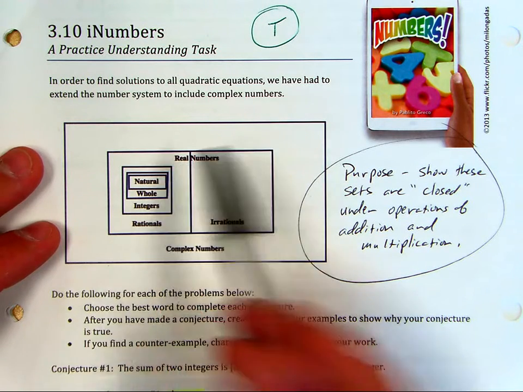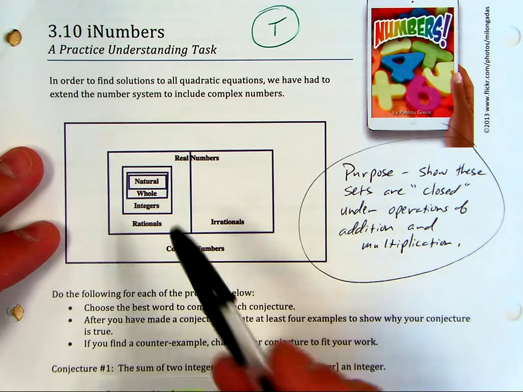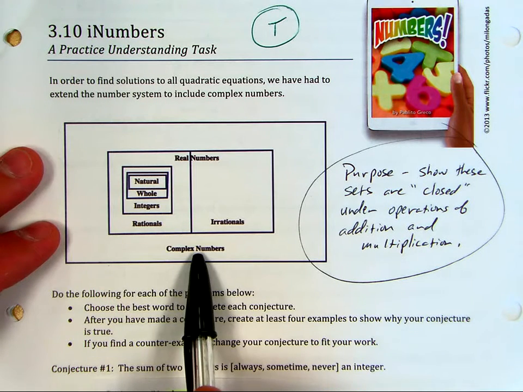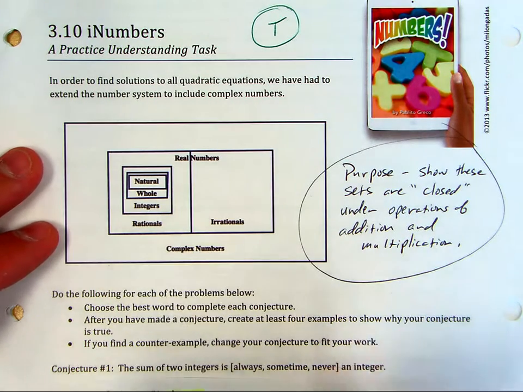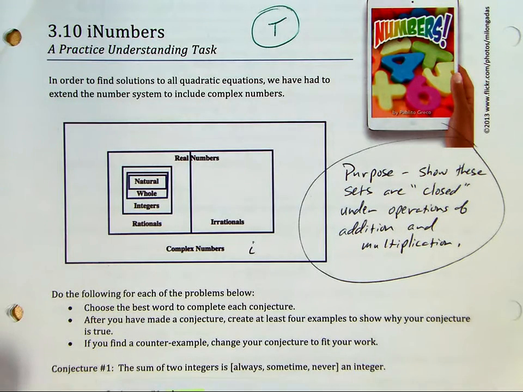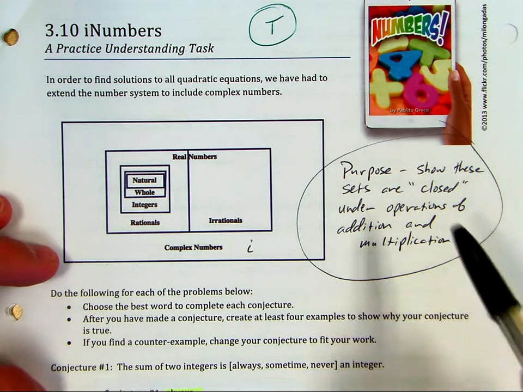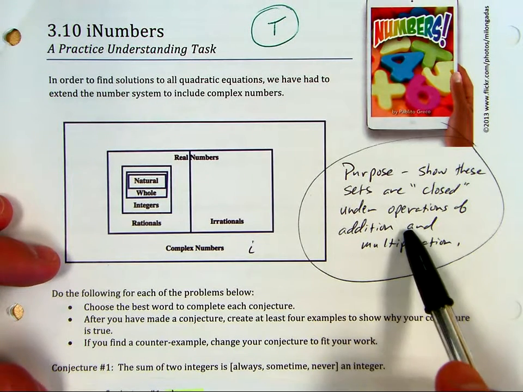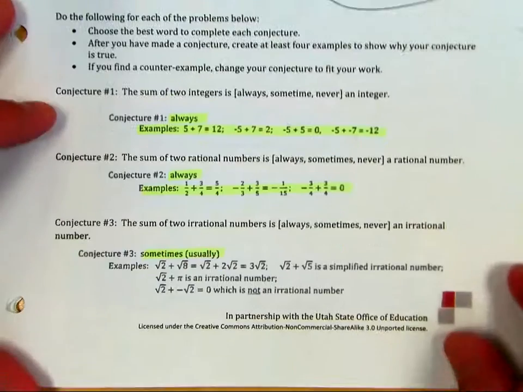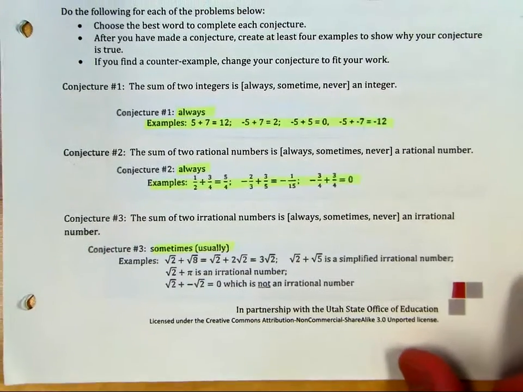And then, because of our last task, taking the square root of a negative, we get something called complex numbers, the stuff that has the imaginary number i in it. So I'm going to just really quickly go through the answers and explain to each of these conjectures, and then come back and show how the sets are closed. Okay? So here's the answers to the first three conjectures.